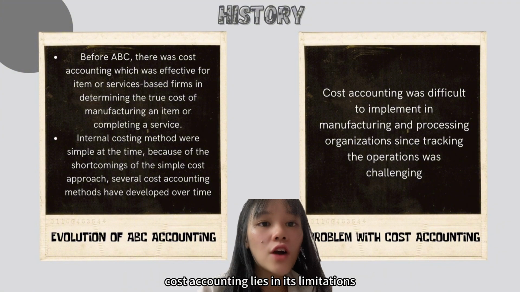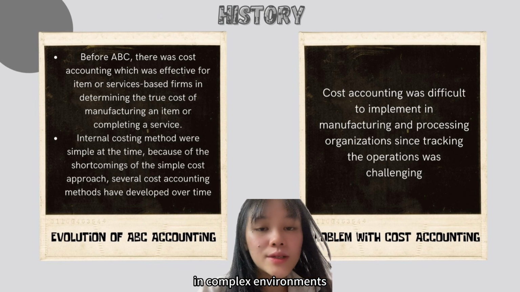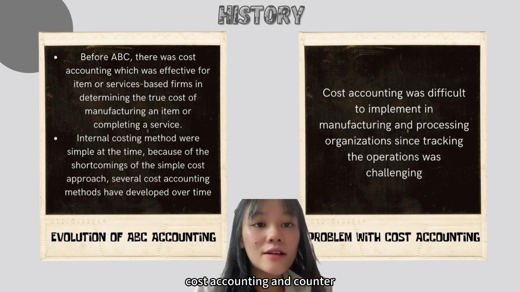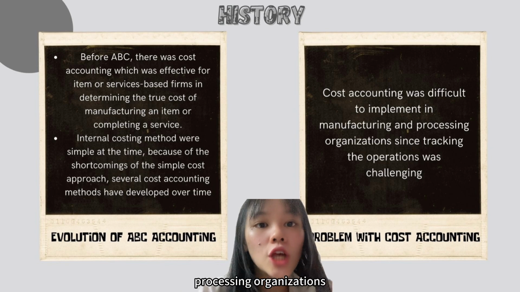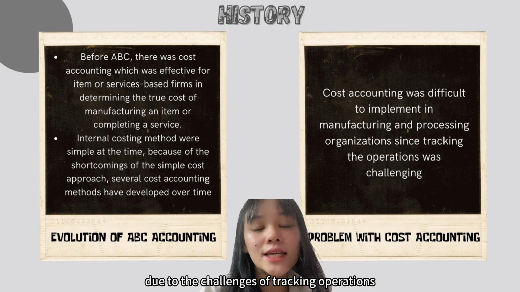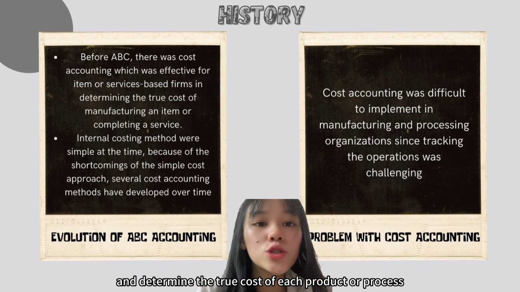The problem with cost accounting lies in its limitations, which hinder accurate cost allocation and decision making in complex environments. Cost accounting encountered difficulties in manufacturing and processing organizations due to the challenges of tracking operations. This made it challenging to accurately allocate costs and determine the true cost of each product or process.